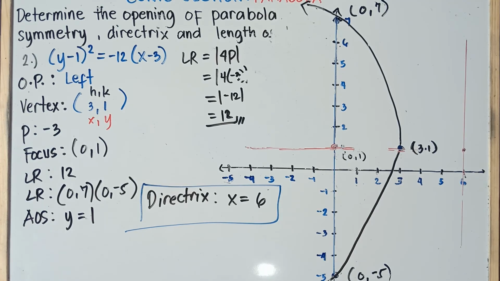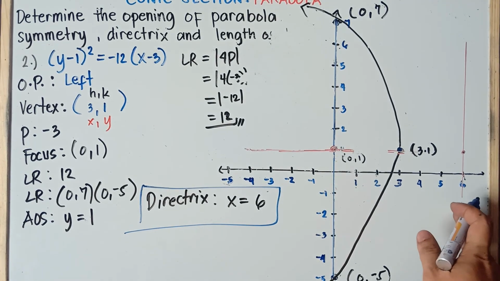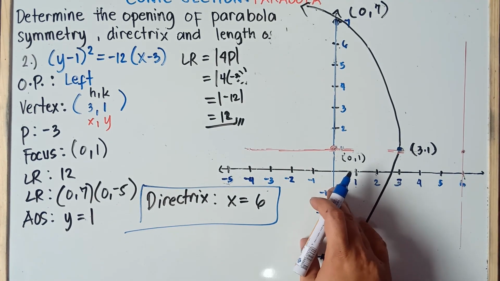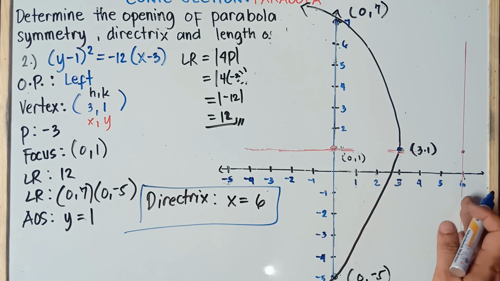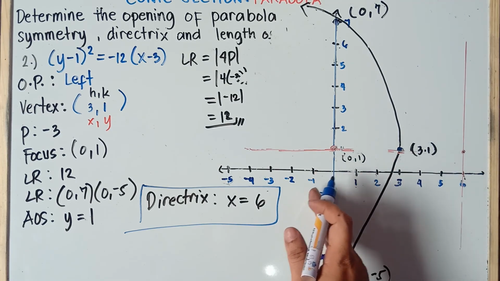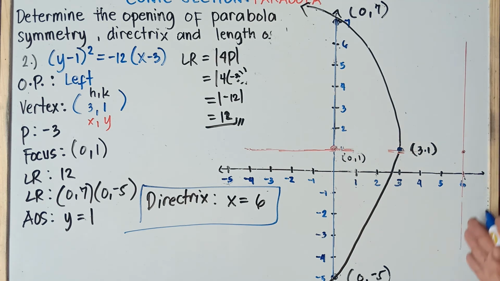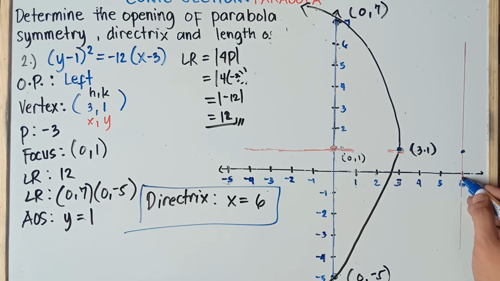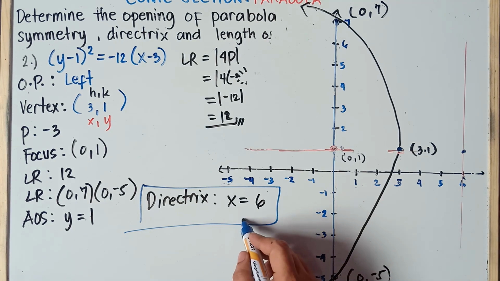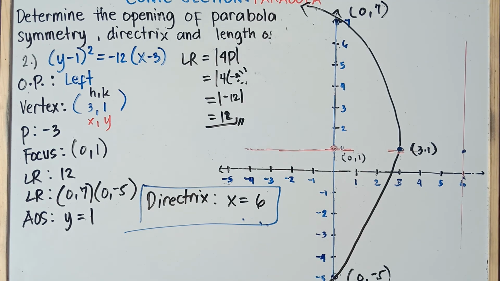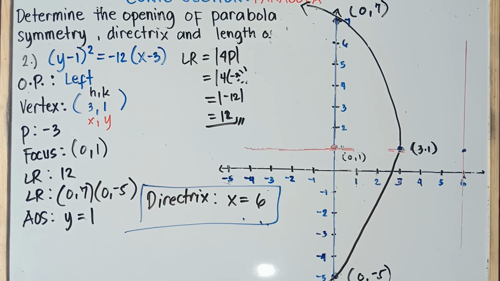Once again, class, the directrix is a line parallel to the latus rectum. Always remember that one, class. The directrix is a line parallel to the latus rectum, and your directrix, class, you will intersect at this given point, and this given point is a line with x equals positive 6. That's why, class, you have x equals 6 for the directrix. That's it, class. All set.